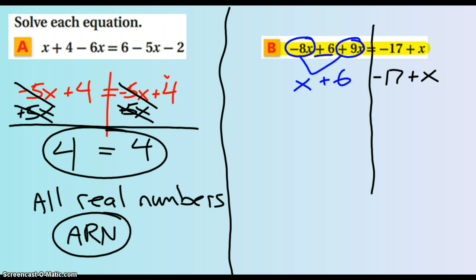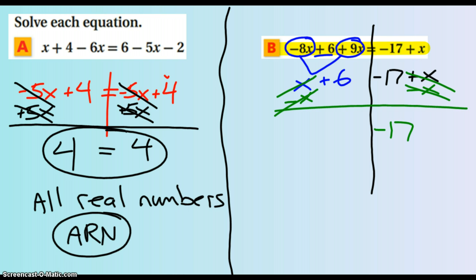Alright, so we want to bring our besties together. Again, let's say I try to bring this x over. I'll subtract 1x on both sides. Well, x minus x cancels. I'm left with negative 17. And x minus x cancels again. And now I'm left with 6 equals negative 17. However, 6 doesn't equal negative 17. This is not true. So, just like we had all real numbers for the example A, we can also run into a situation where there are no solutions.